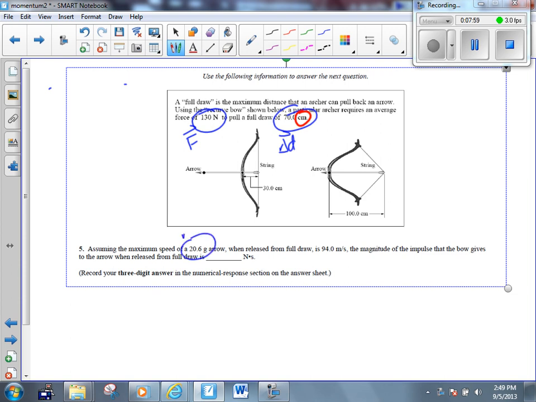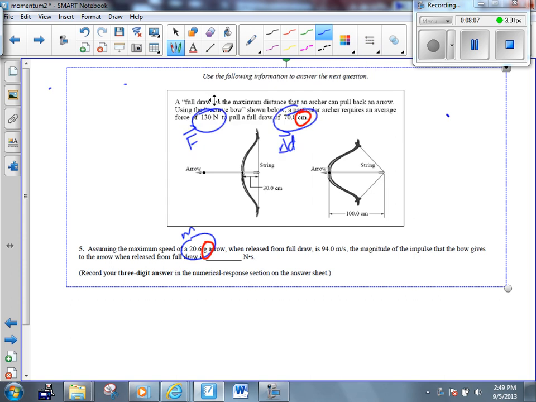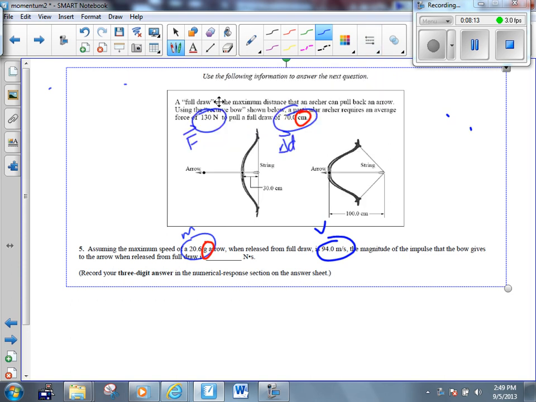All right, what else we got? We get an arrow that has a mass of 20.6 grams. Circle that grams because we want to convert that to kilograms. When released from full draw, it's moving at 94 meters per second. That's going to be a speed, or a velocity. Can you tell me what velocity it is? VI, VF? When it's released.